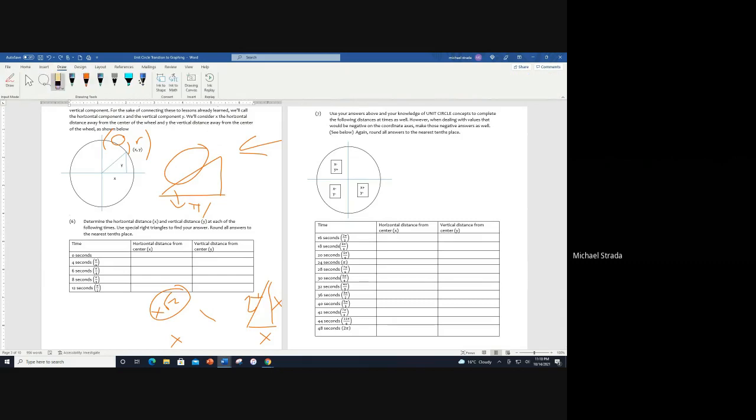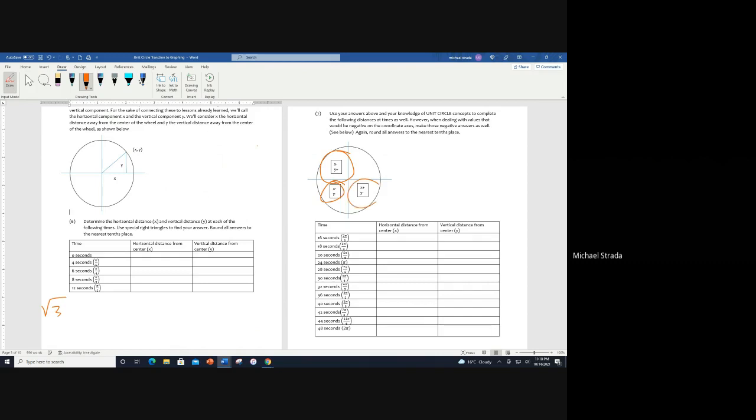Back here, do this. Erase. So just erase all this. So that's all gone. All right, so again, you're using what we worked with special right triangles. Now we come to this part. The only difference is we're dealing in the quadrants.